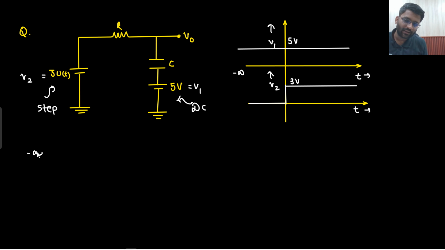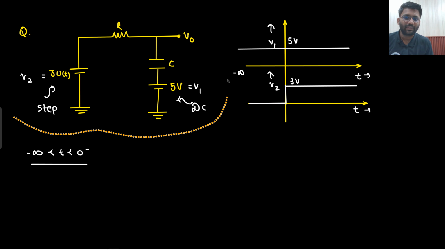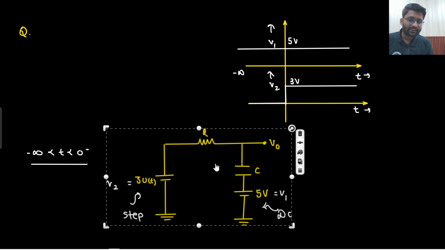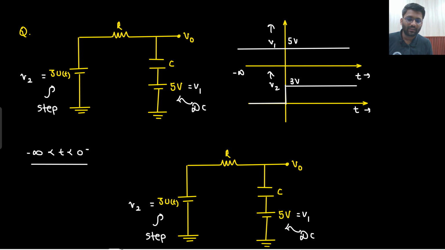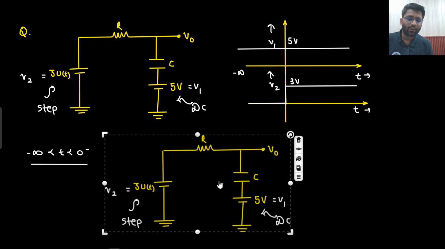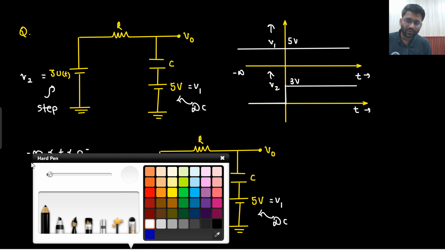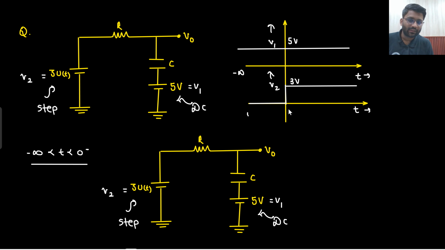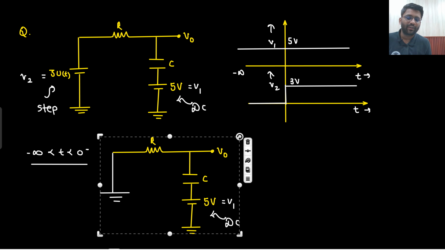So let's see what our circuit will be from t equals minus infinity to t equals 0 minus. What kind of circuit will we be getting? It will be the same, but the step function will not be present, because the V2 value will be 0. In this window, this V2 value will be 0, so the voltage here will be 0. This is the scenario from t equals minus infinity to 0 minus.